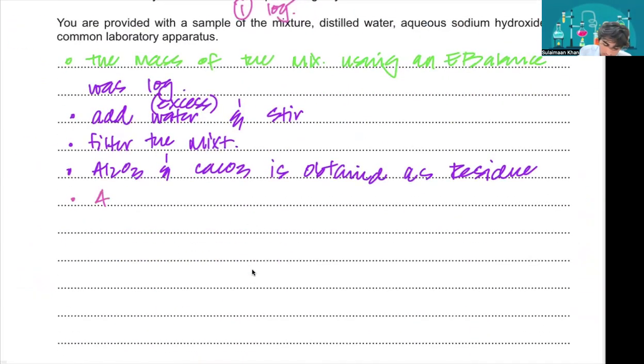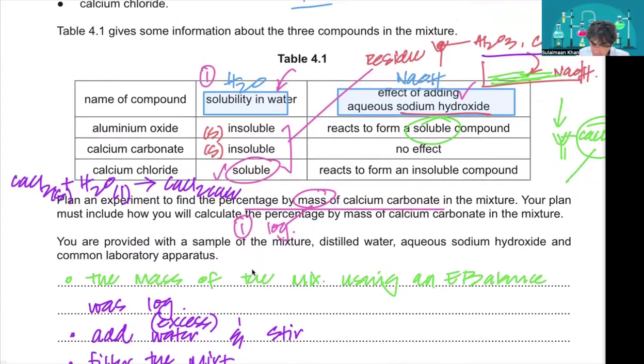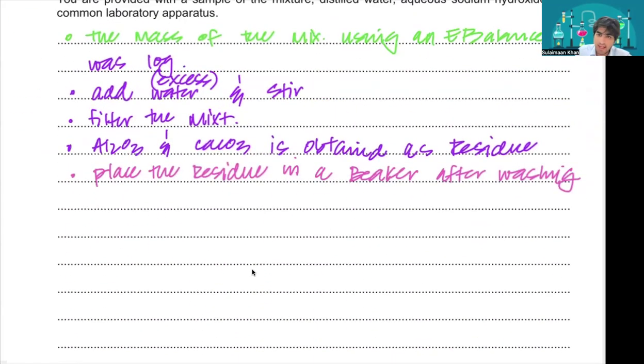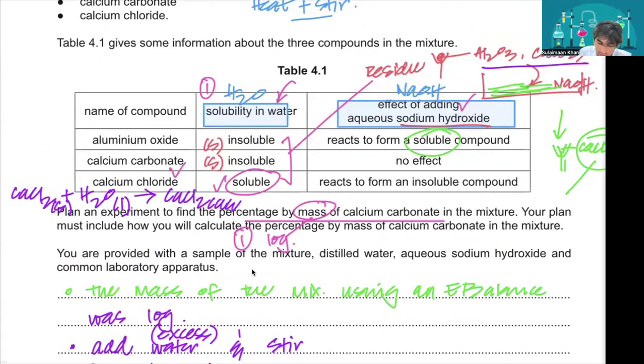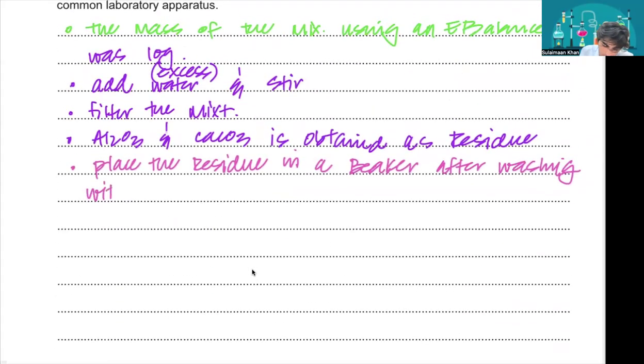Add sodium hydroxide, or place the residue in a beaker. But I also have to wash it with distilled water. After washing them, do I need to wash it with distilled water? It's not important because it's water. But since calcium chloride was soluble, there may be some traces of calcium chloride left on top of these two. So it's better to wash it with distilled water.